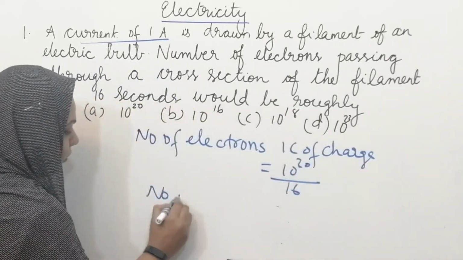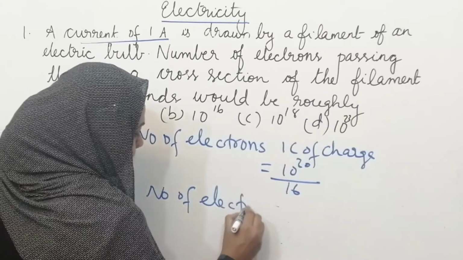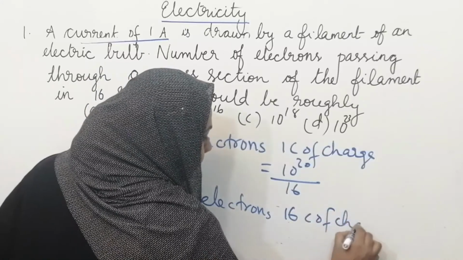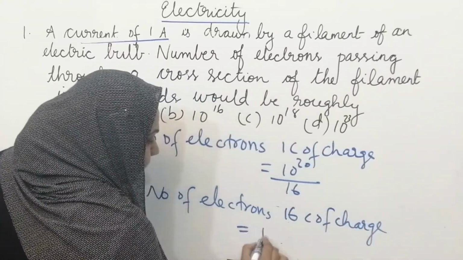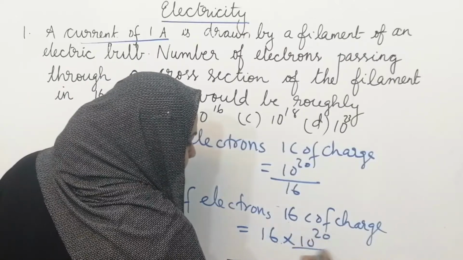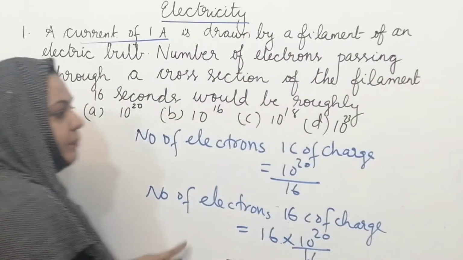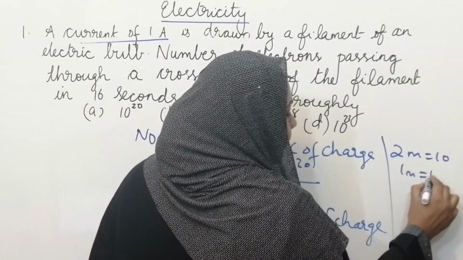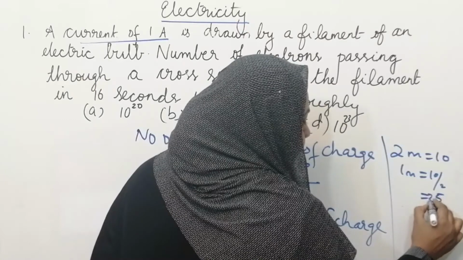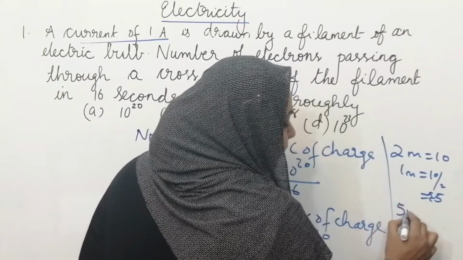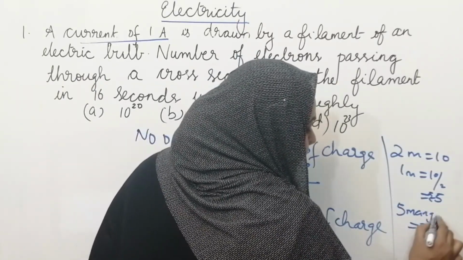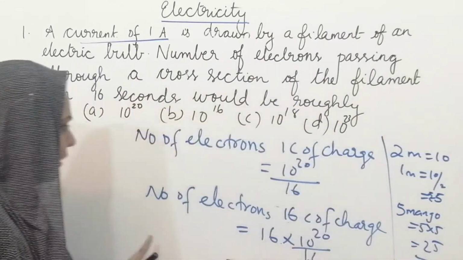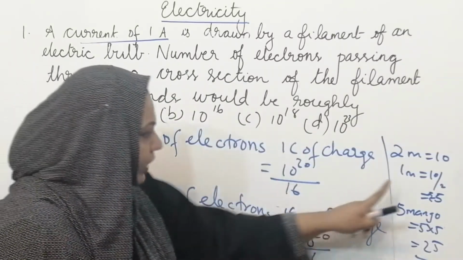So the number of electrons in 16 coulomb of charge, how will it be? 16 into 10 raised to 20 divided by 16. Here you can see, before I said 2 mangoes are 10 rupees, so 1 mango will become 10 by 2, 5 rupees. So how can we find 5 mangoes? You know that 5 into 5, 25. The same method only we are doing here. Look, first we found what? 1, so here what?